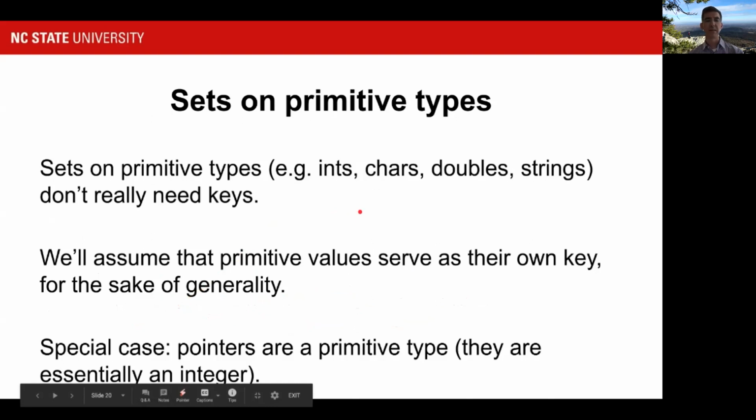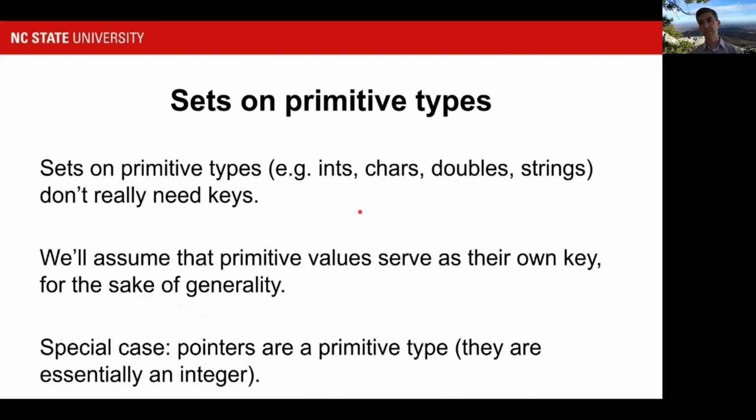Okay, so if we have sets on primitive types, then we can also imagine we have a key. It's just that we don't really need a key, but we'll pretend the key for a primitive type is just the primitive value itself. So if I have a set of integers, then I'm just going to use the integer as the key. If I have a set of doubles or strings, I'm just going to use the string as the key.